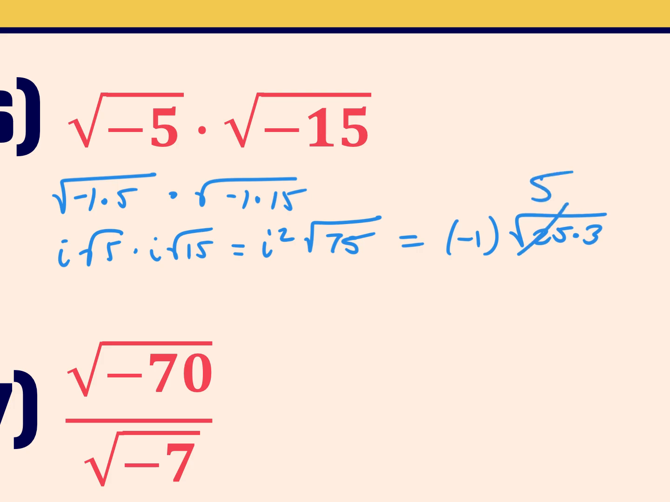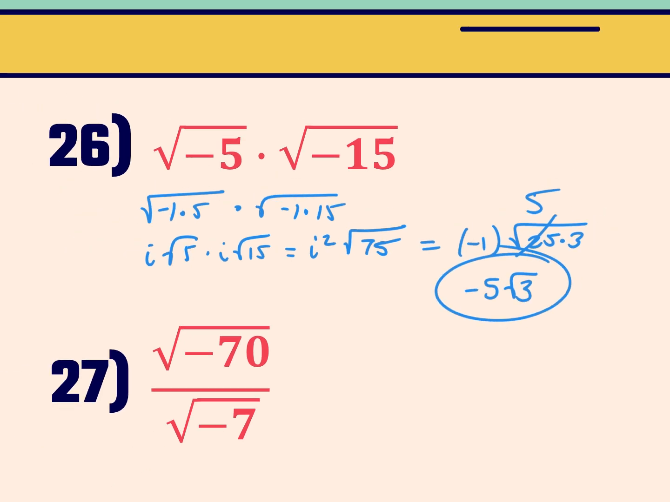So what's 5 times -1? -5 square roots of what? 3. What is i times i? -1. i squared is -1. What is the square root of -1? i. It's the biggest thing from this lesson, guys.